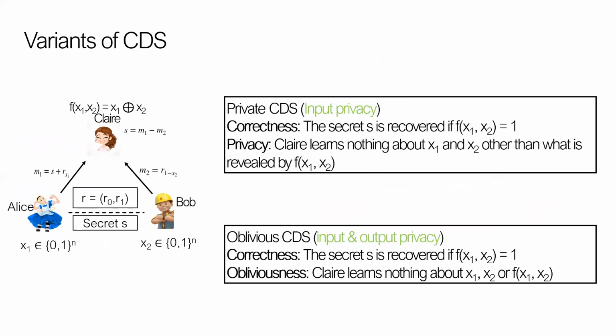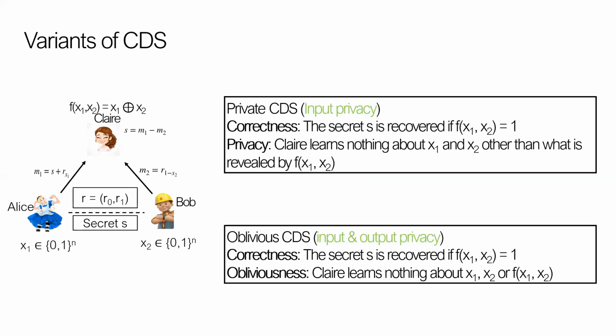Okay, so recall that CDS does not guarantee privacy of the party's inputs, and the decoding algorithm requires these values in order to extract the secret. So in order to use this object in MPC scenarios, we extend the basic definition, meaning that we define private CDS that implies that only the output of the predicate may be leaked to Claire. This is achieved by decoding the messages from the parties without the knowledge of the inputs X1 and X2.